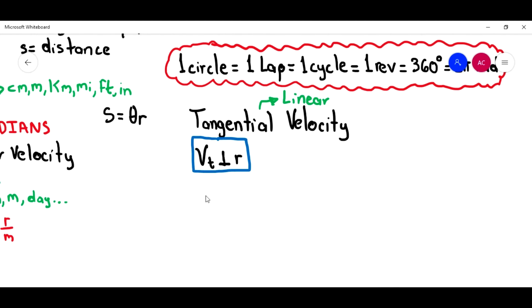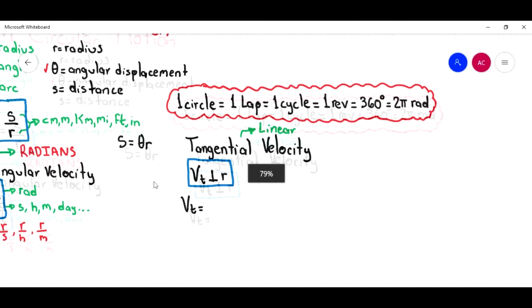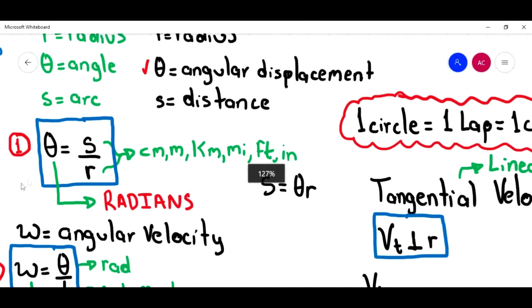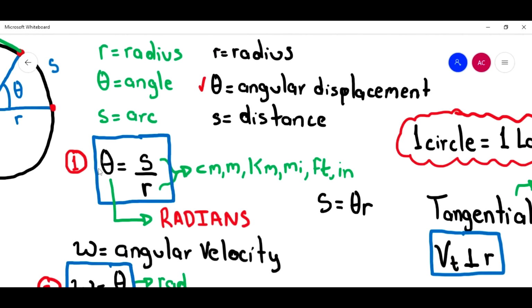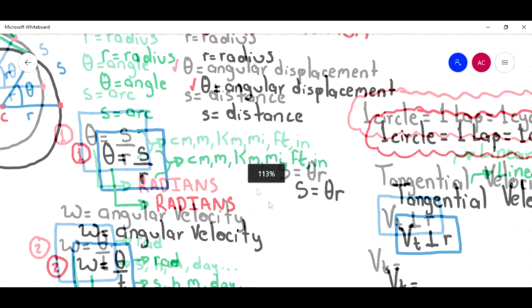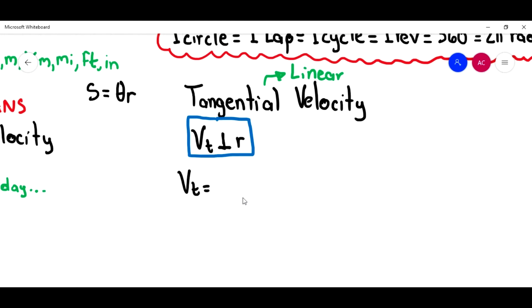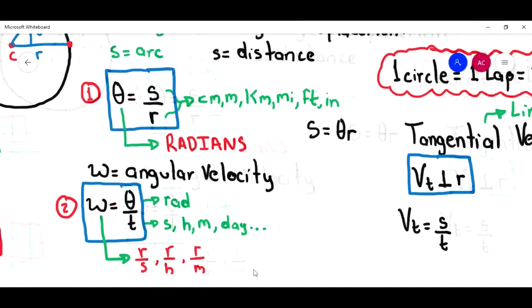So the tangential velocity equals, remember that this is a linear motion, linear velocity. If we go back to this equation over here, the angular displacement equals the linear distance traveled over the radius. So the tangential velocity will be the distance traveled over time. That's very easy. Distance over time. But I'm talking about this distance over here.